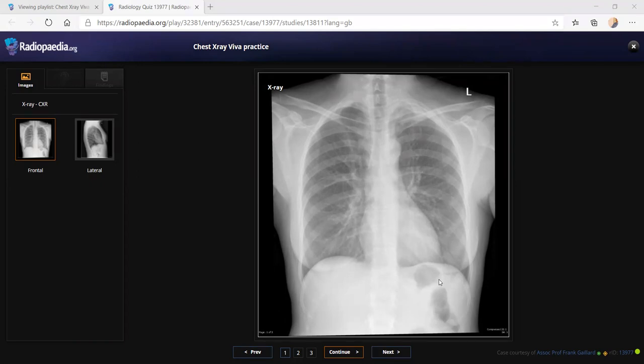In the first go, I'm looking on the left side. In retrospect, I feel that there is left apical pleural thickening when I compare it to the right side. Yes. However, I do not see any gross bony destruction adjacent to this shadowing.